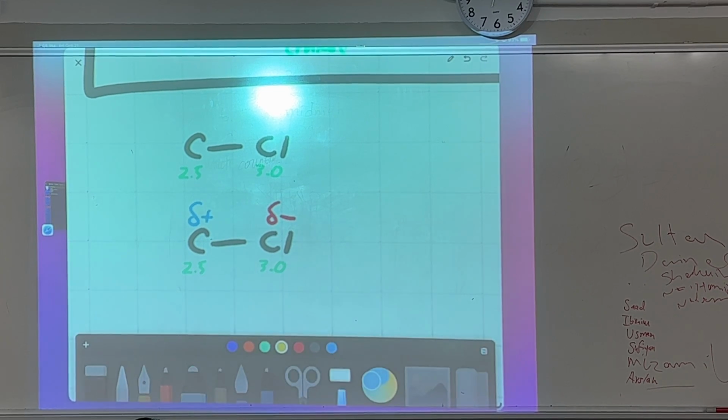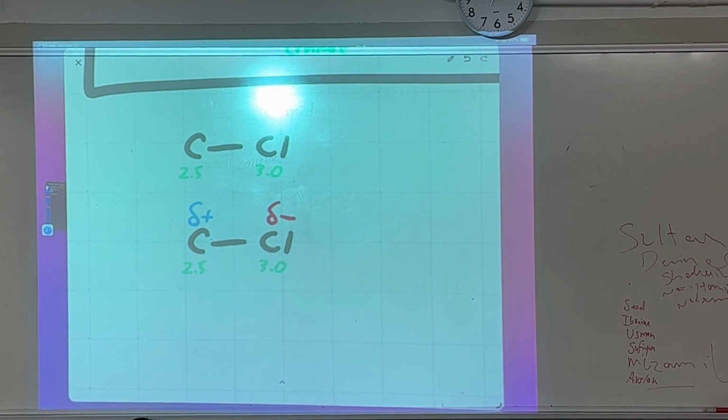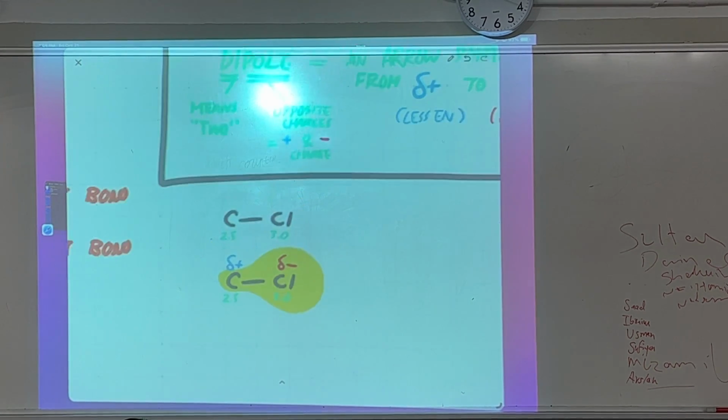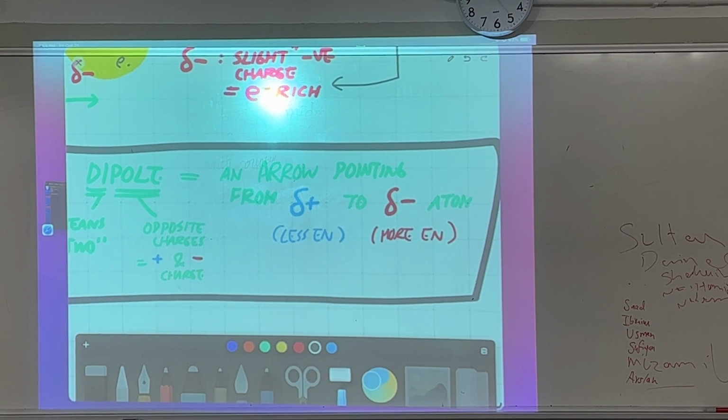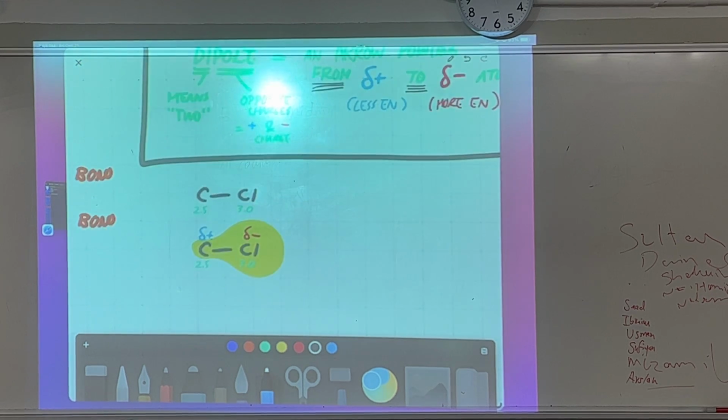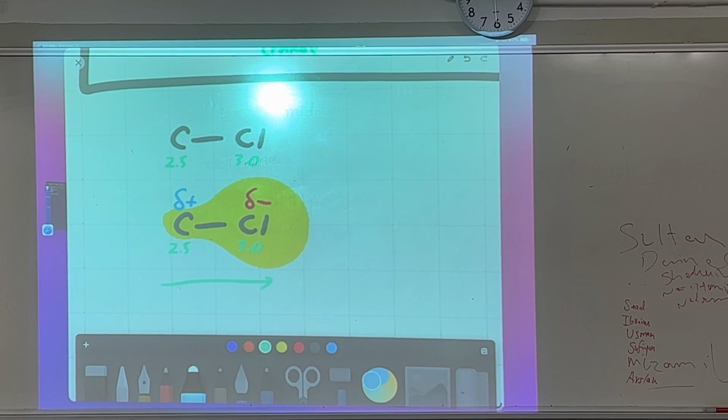You can use a highlighter to indicate where the electrons are found more. This is what delta negative and delta positive mean. What about the dipole? How do we point the dipole? Do we point it from the positive to the negative or negative to positive atom? Positive to negative. So we draw the dipole this way.